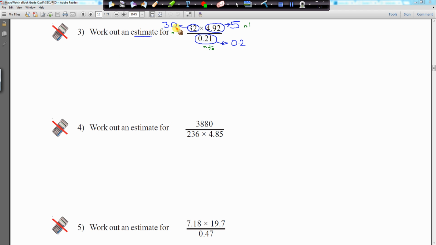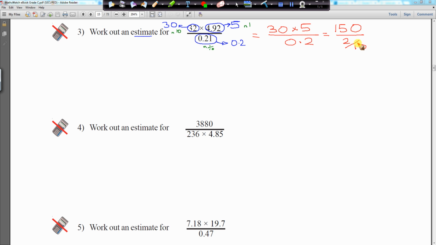Now we're going to do the calculation again. So we can do 30 times 5, on top, divided by 0.21, which we can represent by 0.2. 30 times 5 is a nice easy calculation, which is 150. And 0.2, we're going to change into a fraction as 2 tenths.